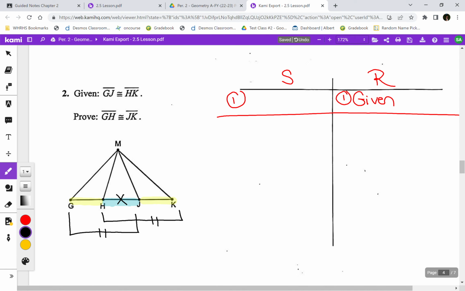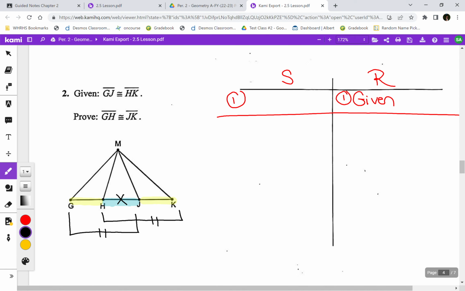If I were to remove where they overlap, if I were to remove that segment where they overlap, which segments would be left? So if I were to remove HJ, that middle part, what segments would be left? Excellent, GH and JK. So what is going on here? If I take GJ and I remove HJ, and I take KH and I remove HJ, wouldn't I be left with GH and JK? So what am I doing? I'm taking away. What is that? That's addition or subtraction? Subtraction, we're taking away where they overlap.